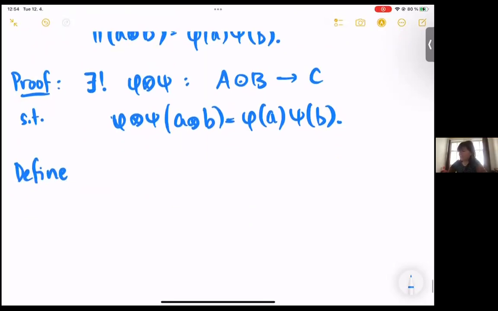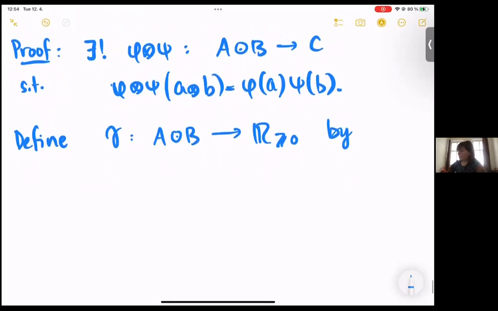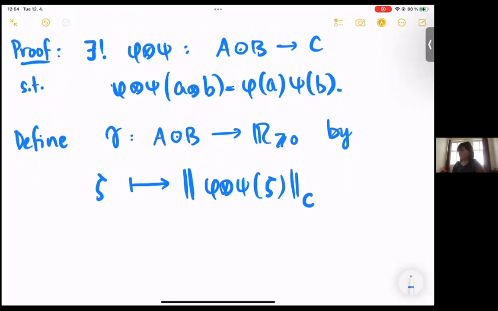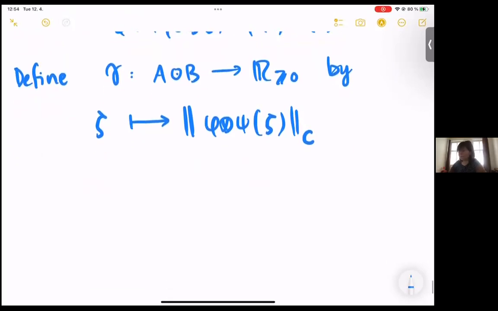So we define gamma on A tensor B to positive reals by sending zeta to the norm in C of phi tensor psi of zeta. Well, this is the C star seminorm.